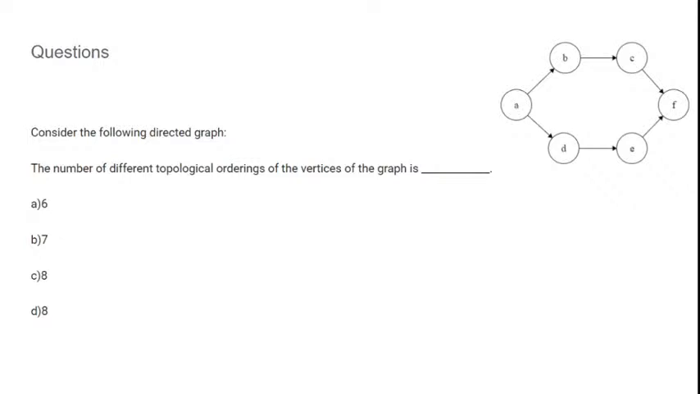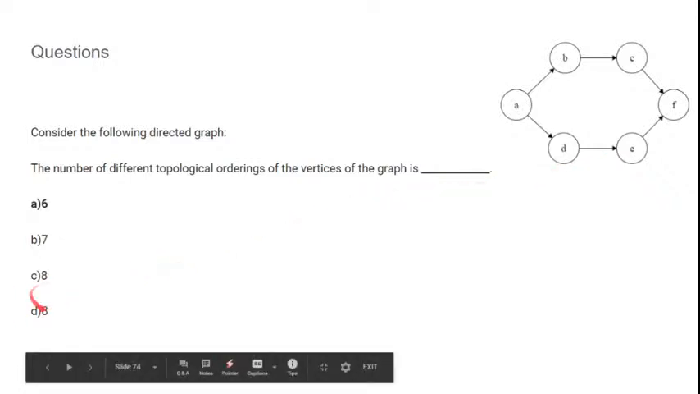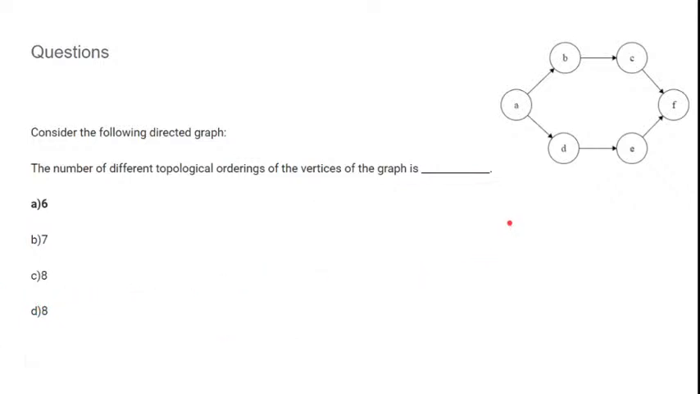Then consider the following directed graph. Consider this directed graph. The number of different topological orderings of the vertices of the graph is... The correct option here is 6. The number of different topological orderings of the vertices is 6.